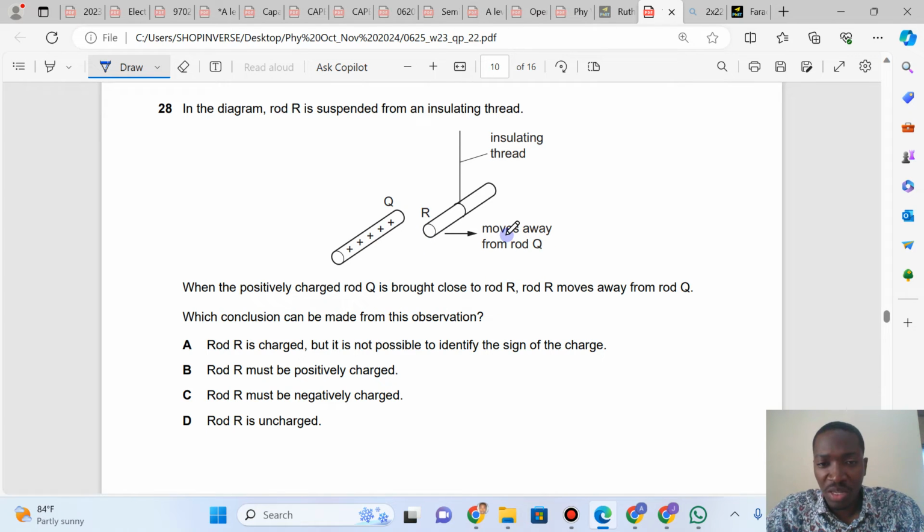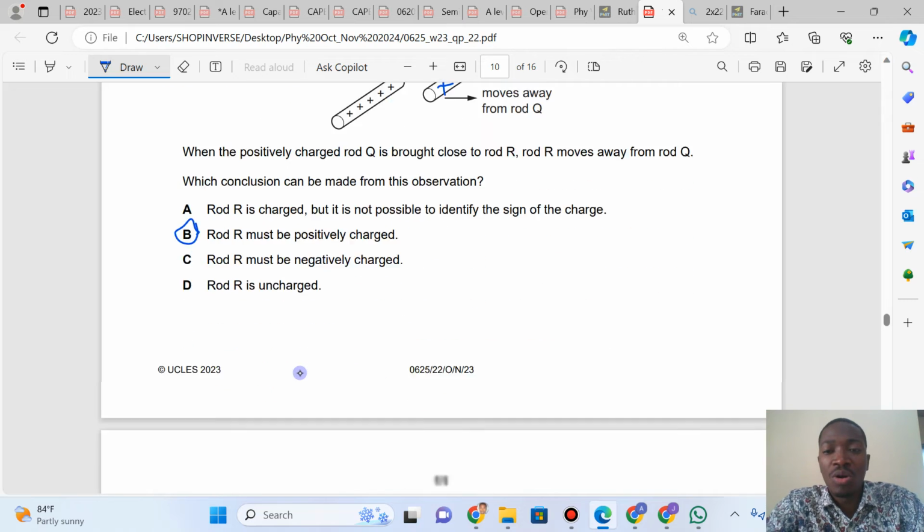If this is moving away, it simply means both of them must have like charges. Why? Because from the law of electrostatics, like charges repel. It simply means R should have a positive charge. That's the only way it can be repelled by Q. Rod R is charged, but it's not possible to identify the sign of the charge? No. Rod R must be positively charged. Excellent. The rod R must be positively charged for repulsion to occur.